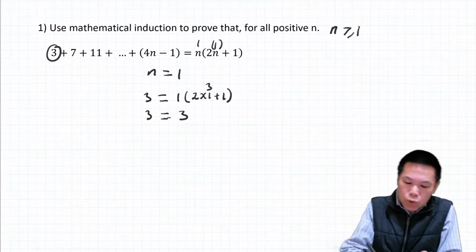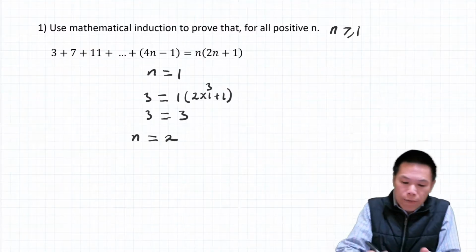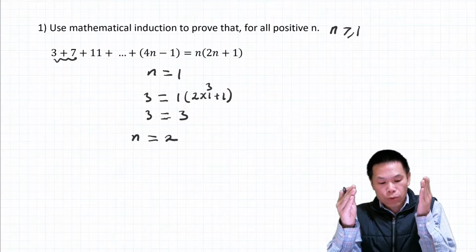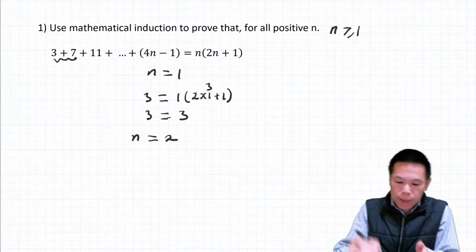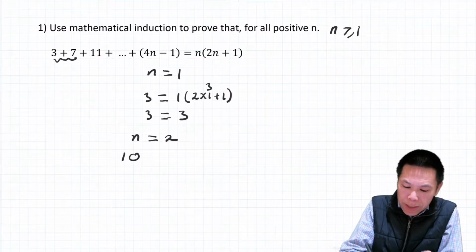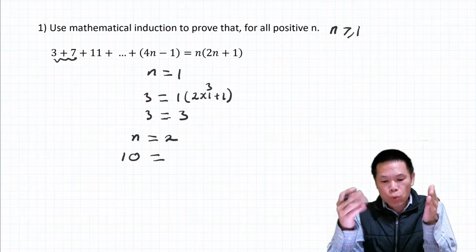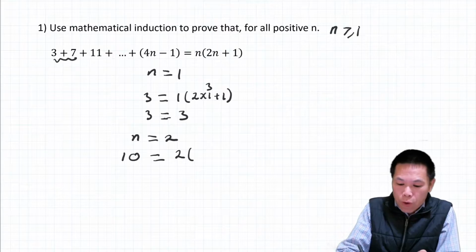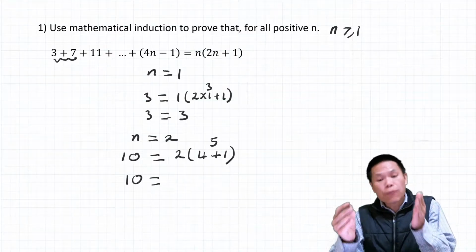Then when n is equal to 2, this means that on the left hand side, we have the sum of the first two terms, term 1 and term 2, because n equal to 2. So 3 plus 7 equal to 10. On the right hand side, of course, we replace n with 2. So that is 2 open bracket, 2 lots of 2, which is 4, and we add 1. So this is 5, and 2 lots of 5 is 10.